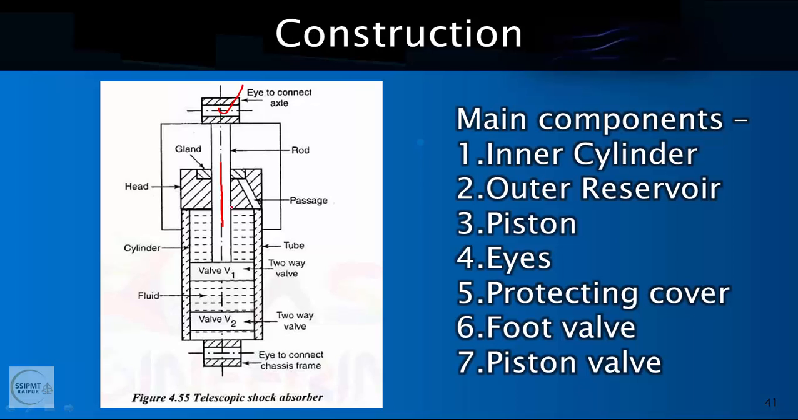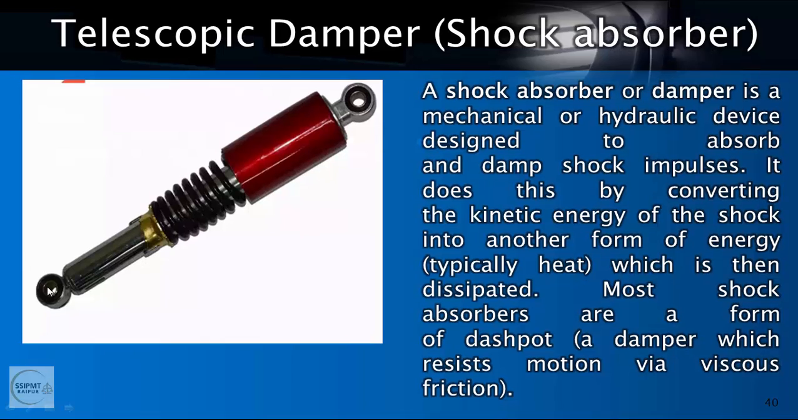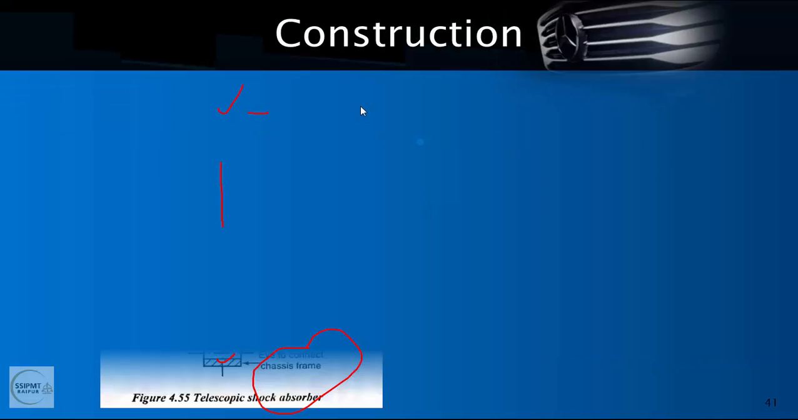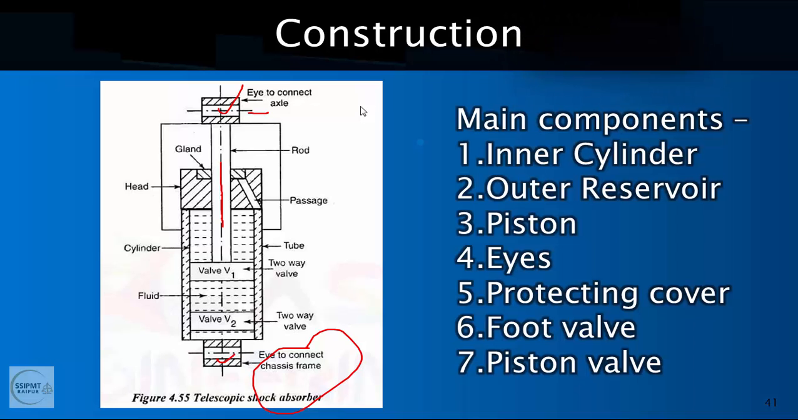This first eye and second eye are connected to the axle and the chassis frame respectively. This portion is connected to the axle, and the second is connected to the chassis frame. So these are the eyes. You can see in this diagram, these are the eyes, 1 and 2, right? The outer portion of the piston rod and the reservoir are covered with a protecting cover, which is fixed with the eye and the rod.